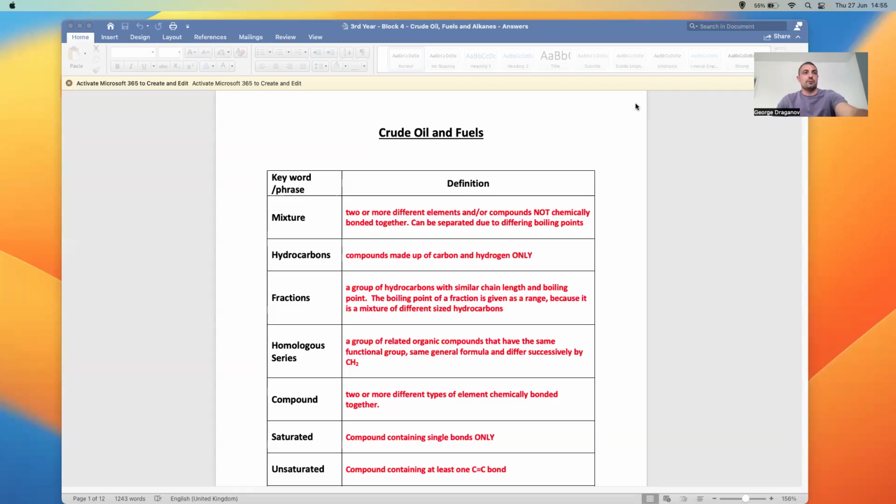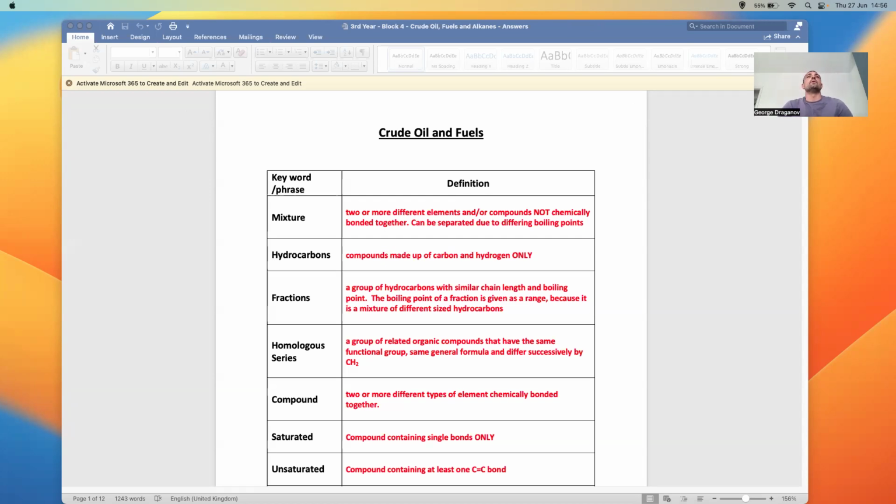Welcome to organic chemistry. We're going to be now looking at organic chemistry, which is actually my favorite branch of chemistry. Now, the organic topic requires you to know quite a few definitions. I'm not going to read them all out to you straight away. I'm going to introduce them as they come.